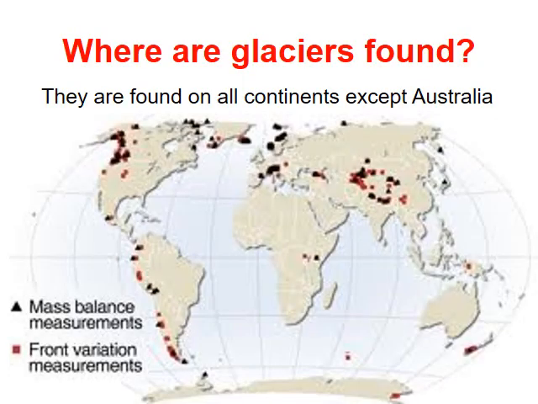So where are glaciers found? Well, they are found in all continents except for Australia. Australia is just too warm and too dry to have had glaciers. You'll notice from this map, though, there are some glaciers that are found very close to the equator, some in South America and some in Africa.